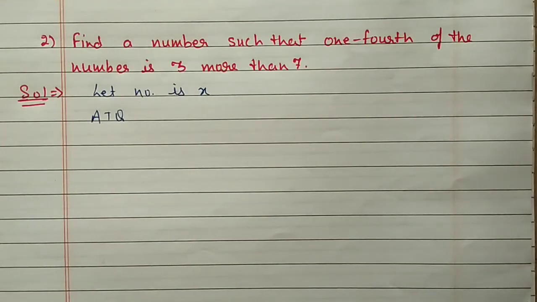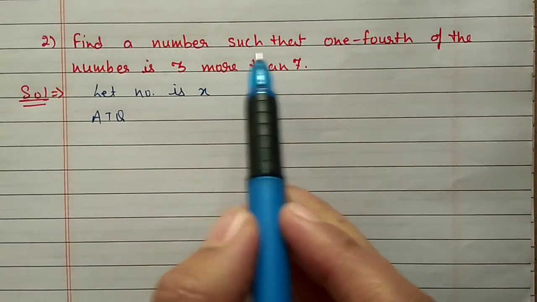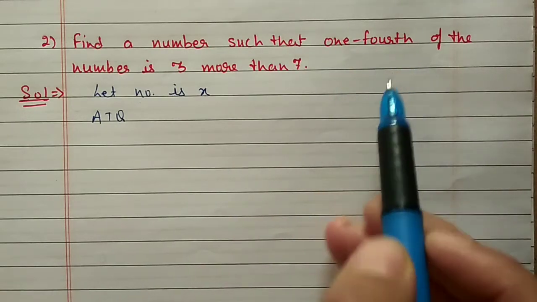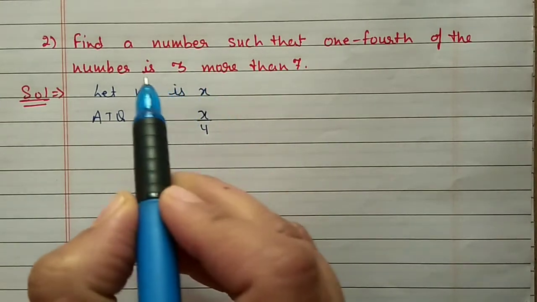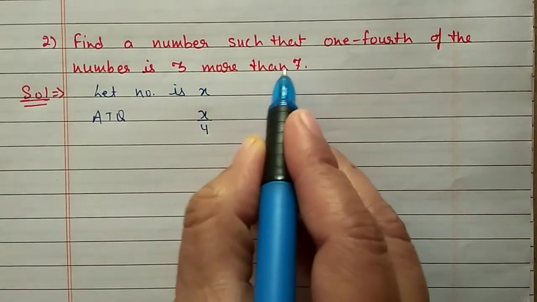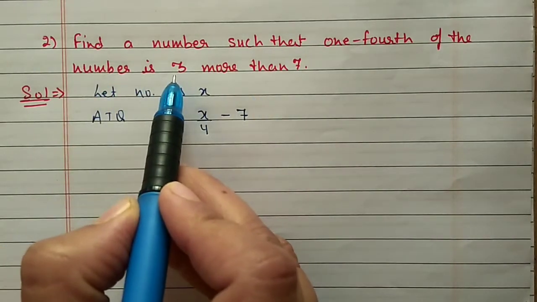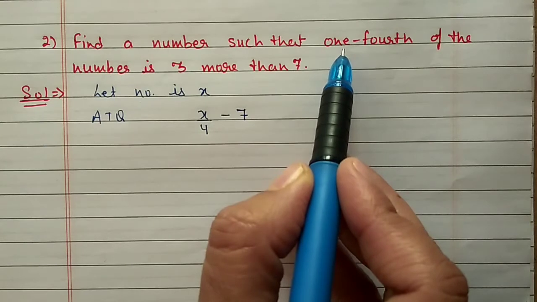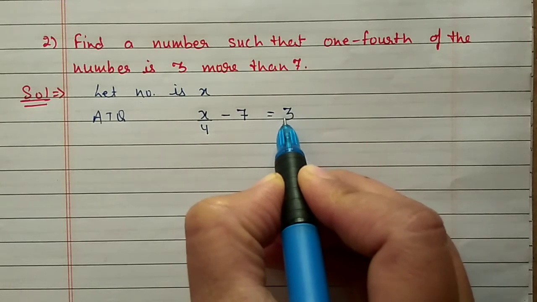Next question number 2. Find a number such that 1/4 of the number is 3 more than 7. So we have taken here, let the number is x. Now according to the question, 1/4 of a number means x by 4. This number is more than this number. It means if we take the difference between this number, which is more, and this, which is smaller, so x by 4 minus 7, and the difference between these two numbers is 3. 1/4 of a number is more than 7 and by how much? It is by 3. So difference will come 3.